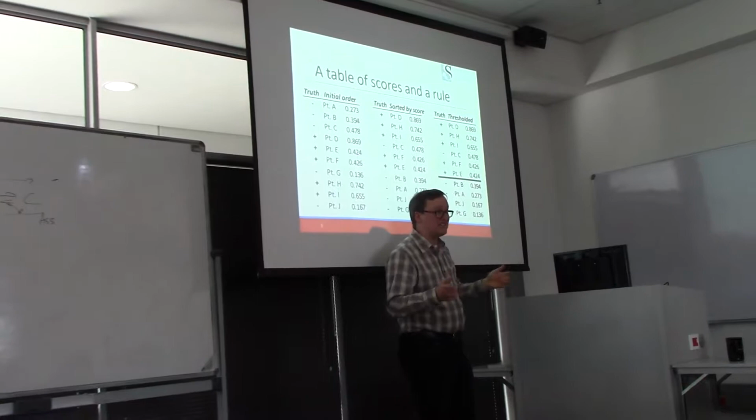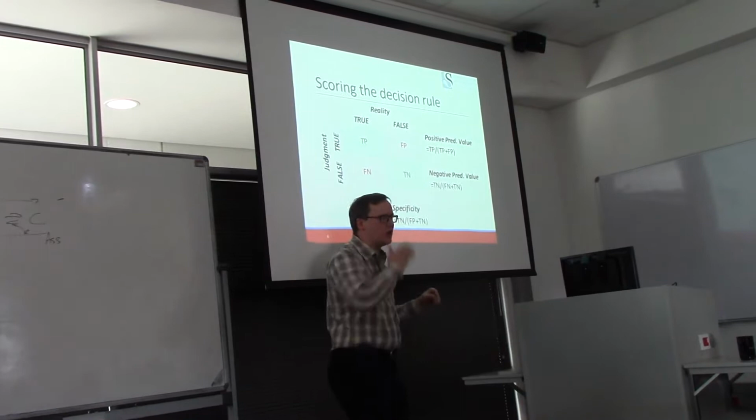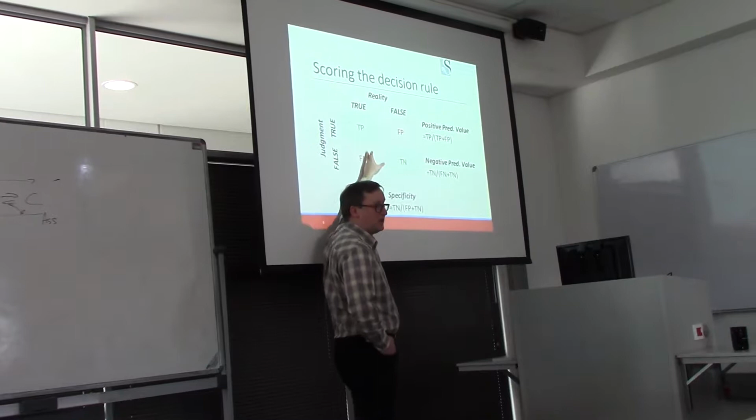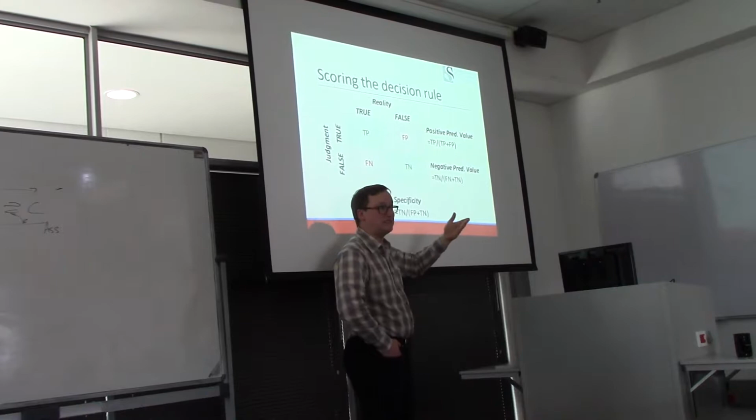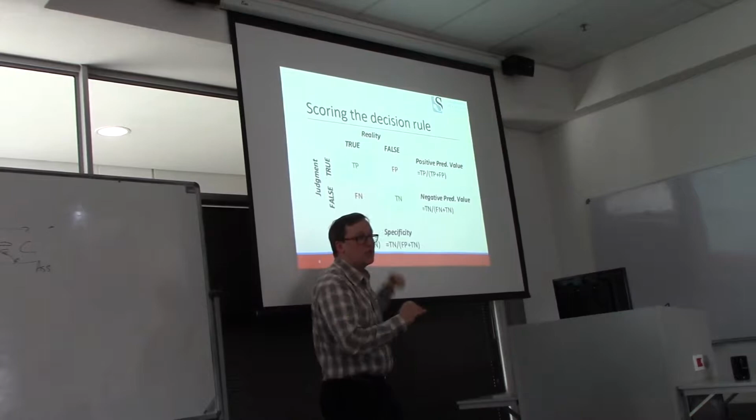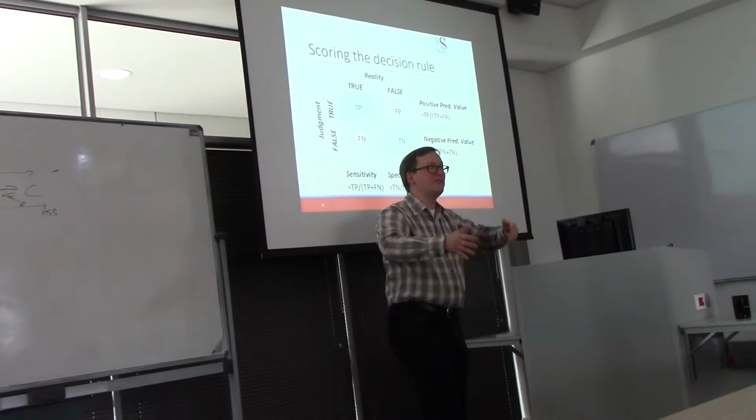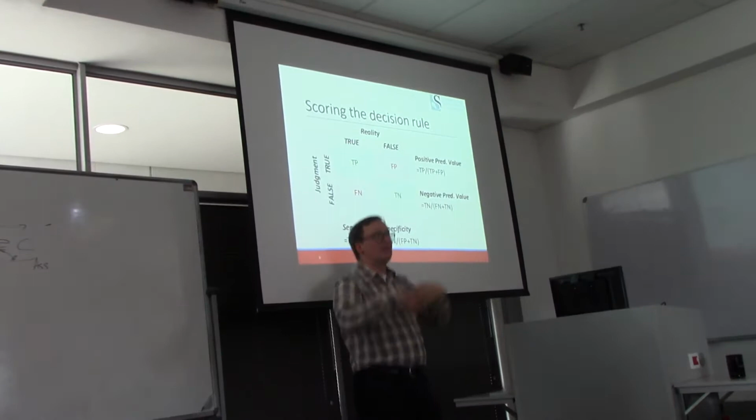Okay, so if we come back to this chart, we see that the reality is that somebody who does have tuberculosis may be judged to have tuberculosis, in which case they are a true positive, or they may be judged to be free of the disease, in which case it's a false negative. This person truly does have the disease, but they've been judged not to. So a false negative means that we failed to detect someone with tuberculosis when we were trying to do so.